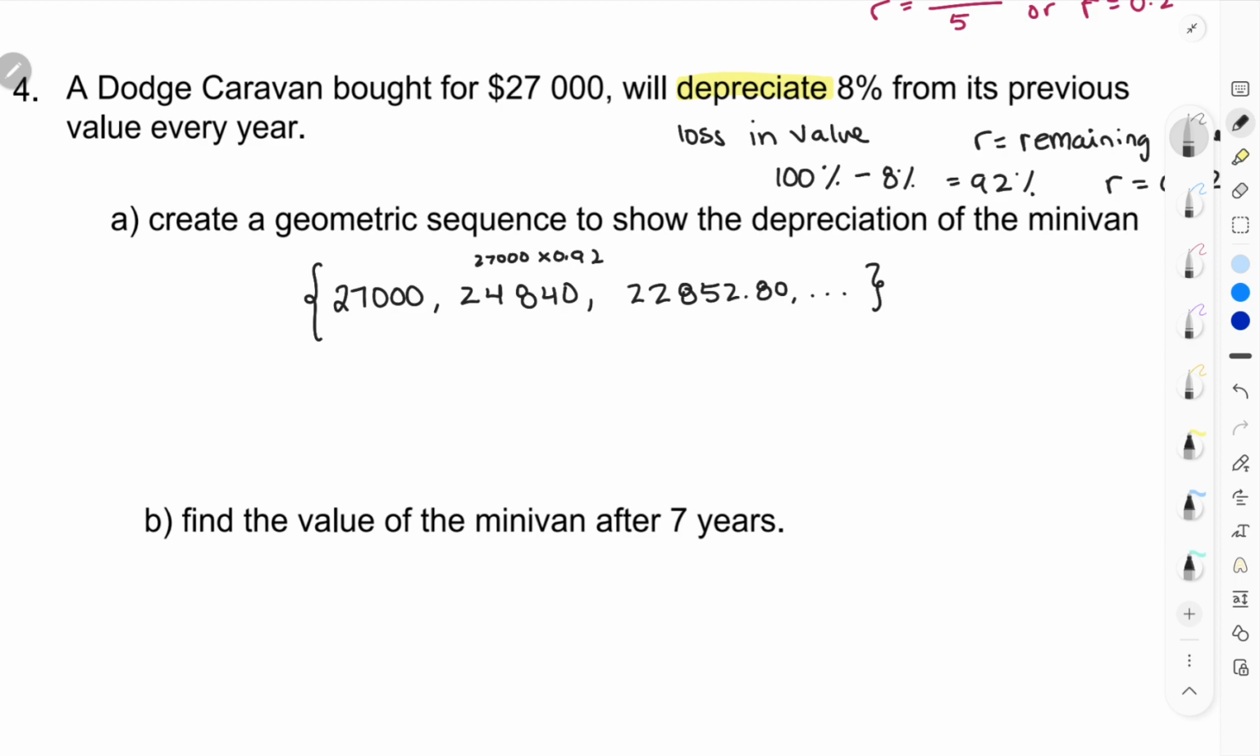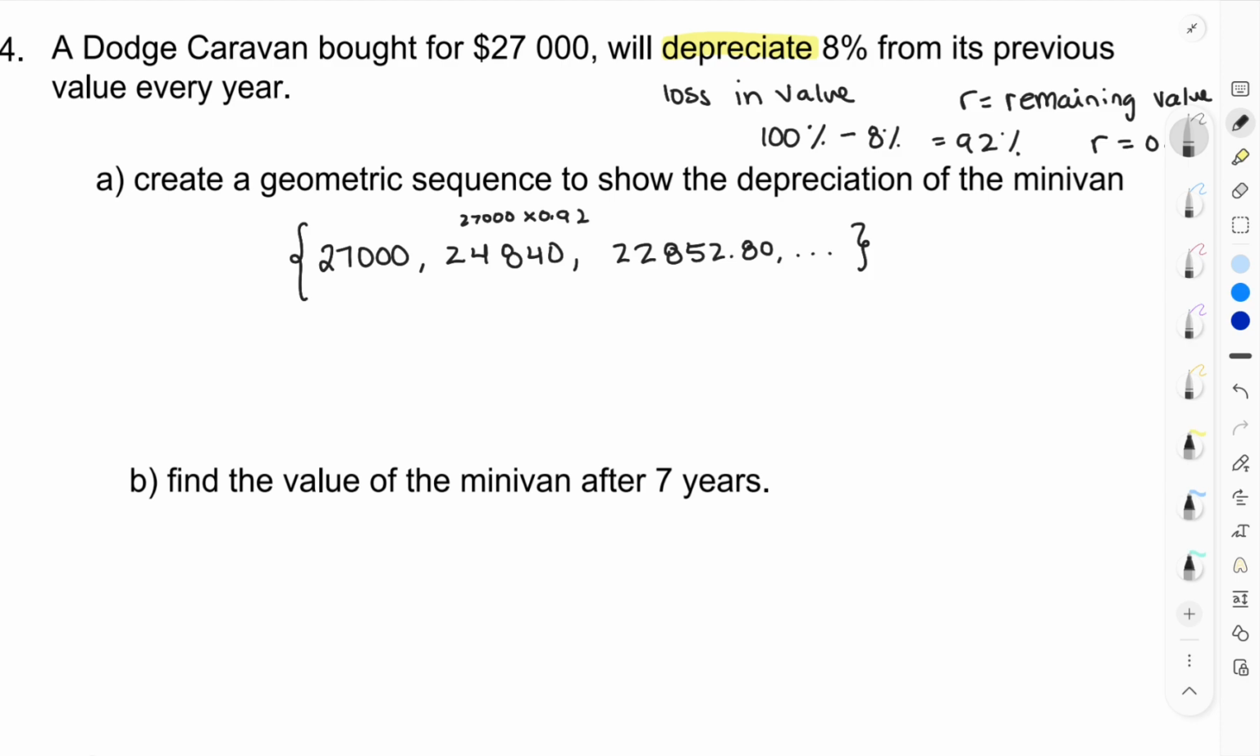And so I want to find out how much this minivan is worth in 7 years. I've spent my time with it. I'm ready to sell it. Let's see how much it's worth. Key thing here is it says after 7 years. What that means is that realistically, my second term is actually after 1 year. Because when I buy it at $27,000, I haven't already lost any value yet. A year hasn't passed. So 2 years happens at term 3. And so you see that kind of pattern again.